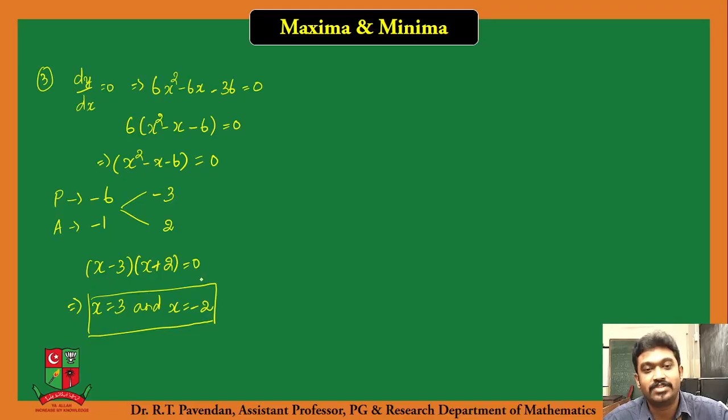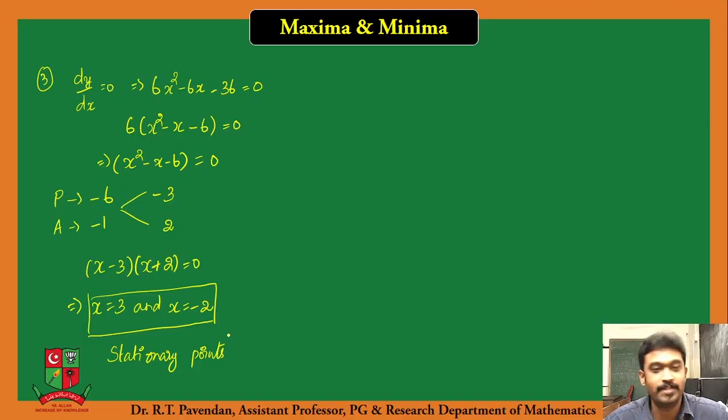These values are actually, one of them might be a maximum point, one of them might be a minimum point, but collectively they are called stationary points. Stationary points is a collection of maximum and minimum points. Okay, now we have got the points. What we have to do is find which point is the maximum point and which point is the minimum point. For that we have to go to the fourth step.